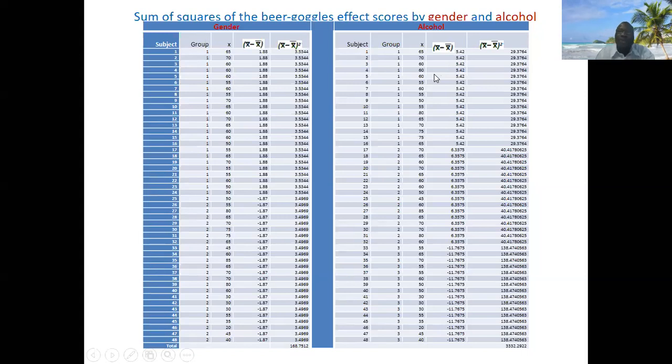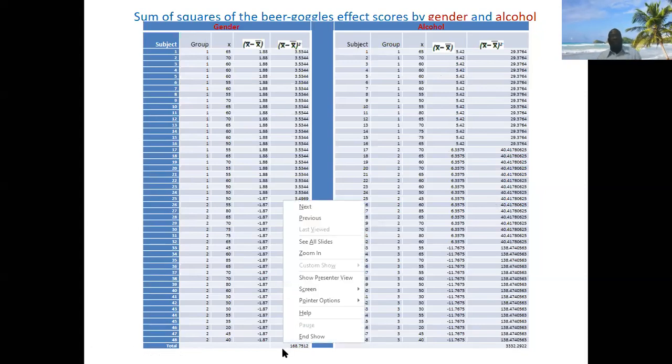So, the same thing for alcohol. Now there are three groups, 16, 16, 16. Each of them has its own mean. You remove the grand mean from each of the means, and you square it, and it gives you 3,332.292.